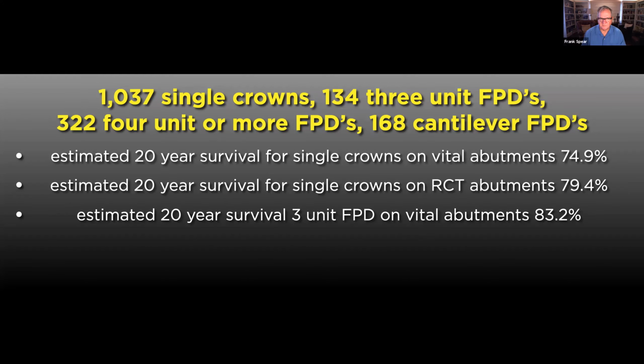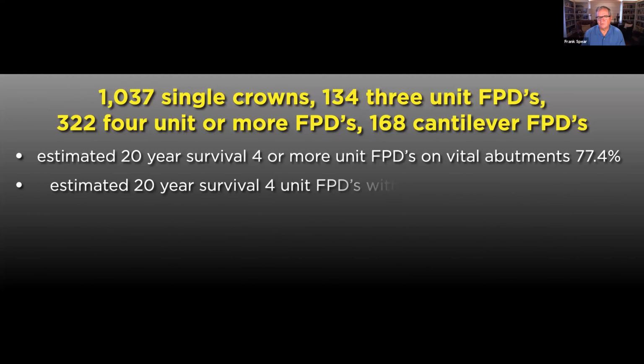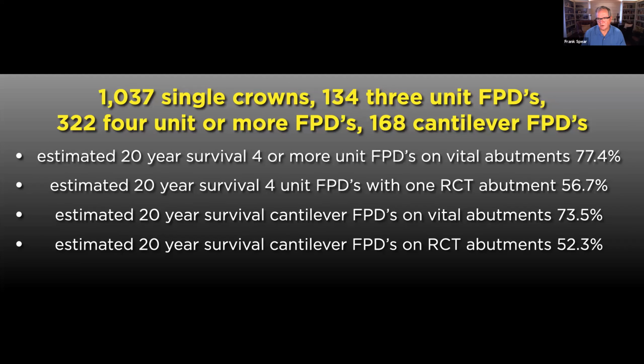Now, what about FPDs? There's your 20-year survival of 3-unit FPDs on vital abutments, 83%. What's the 20-year survival on 3-unit FPDs with non-vital abutments? 60%. Having one non-vital abutment dramatically lowers the long-term prognosis on a 3-unit FPD. Same on 4-unit FPDs. You see the same significant drop, and the same significant drop on cantilever FPDs. So the bottom line is FPDs are really predictable when they have vital abutments. When you have non-vital abutments, and especially minimal ferrule, post and core, your predictability drops dramatically.